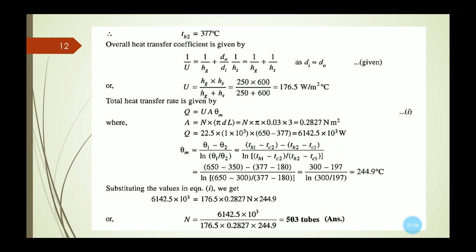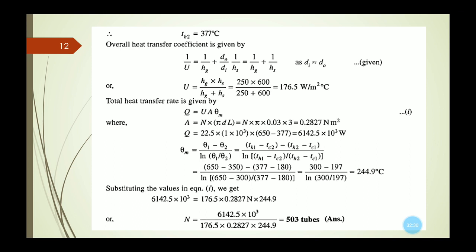After that, the formula for the overall heat transfer coefficient: 1 by U equals 1 by Hg plus do by di multiplied by 1 by Hs. Now here, as di equals do, in that case 1 by U will be only 1 by Hg plus 1 by Hs. These values are given in this numerical. So the value of the overall heat transfer coefficient we can calculate here is 176.5 watt per meter square degree centigrade.